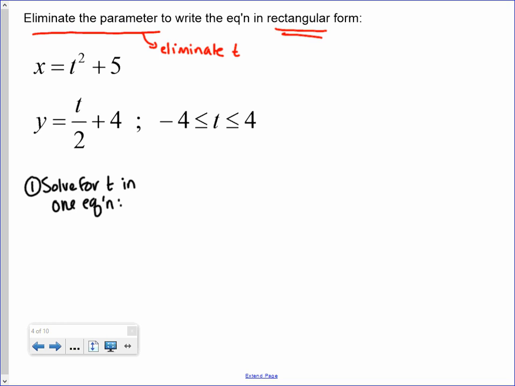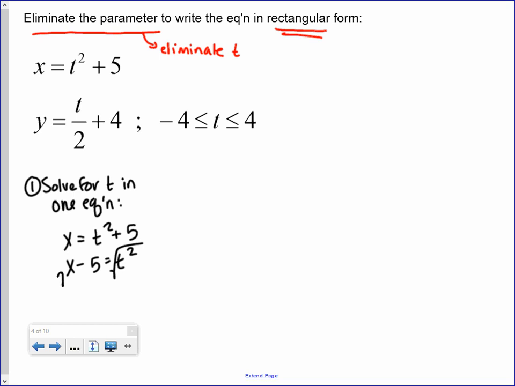Now, does it matter which equation you choose? No. Which one do you want to solve for t? I heard the first one, x. So we're going to solve for t in x. X equals t squared plus 5. To get t all by itself, I would first have to subtract 5, and then I would have to square root both sides.